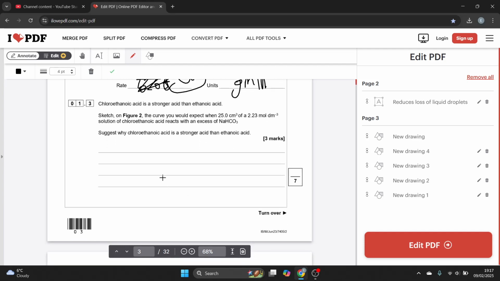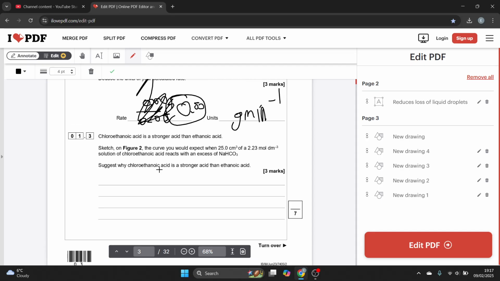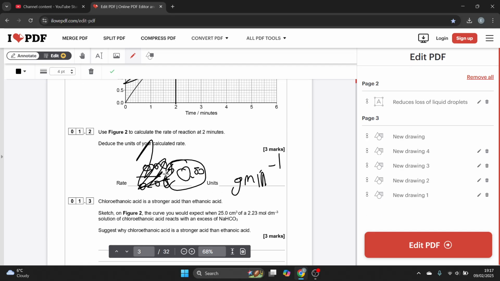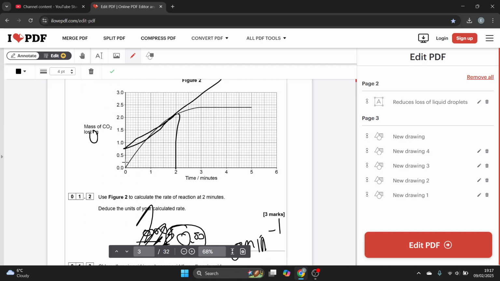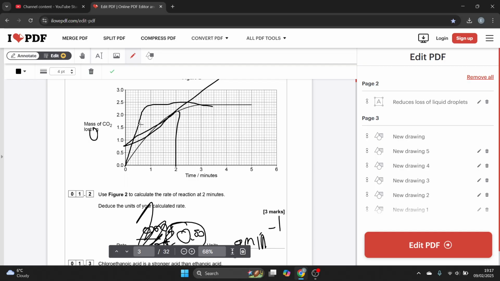Suggest why sketching figure 2, what curve would you expect when there is an excess of sodium hydrogencarbonate, NaHCO3. Well, what's going to happen is the curve is going to be steeper at first and then flatten at the same point on the y-axis, so something like that.